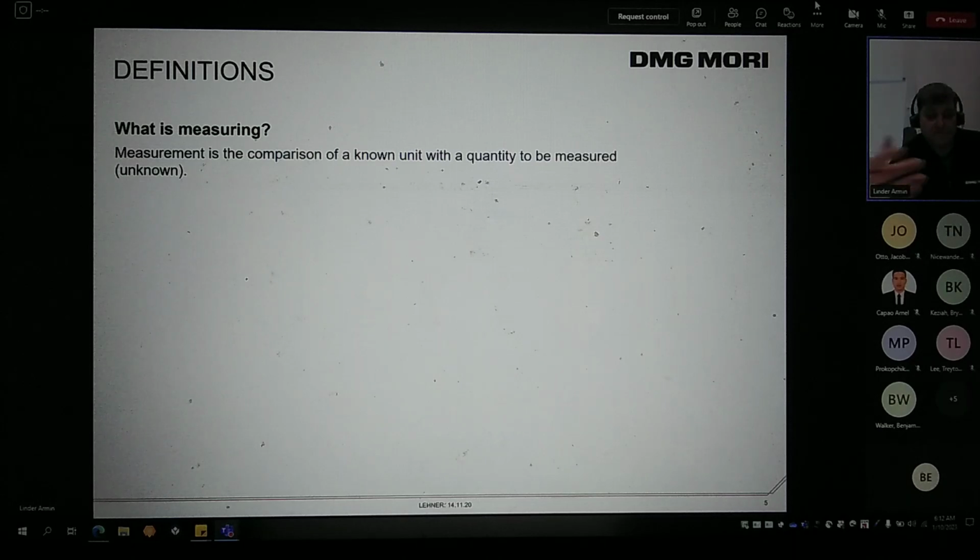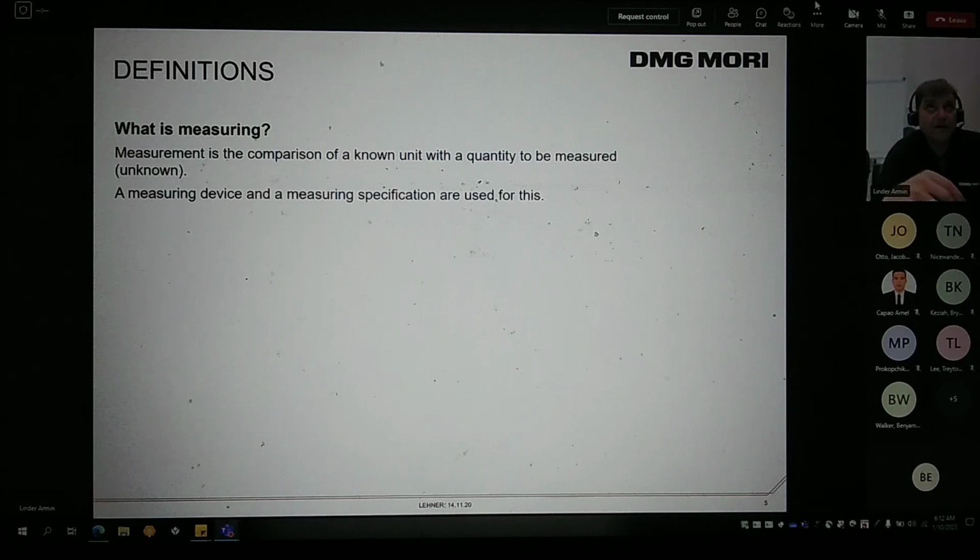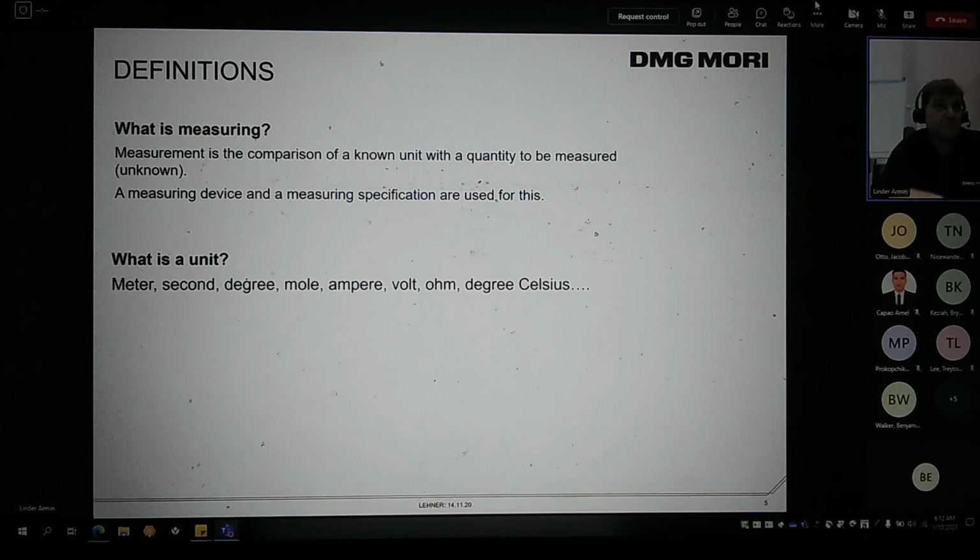If you don't know what you measure, that's not a good thing. So the big thing is to know the basics of machines, measurement fixtures, measurement devices and the measurement specifications used for that. And what is a unit? Units. We will have it here.